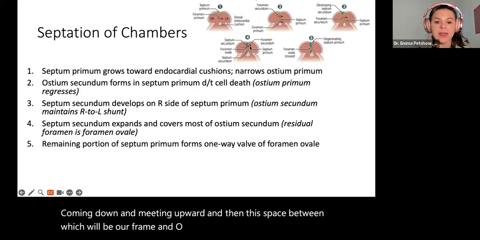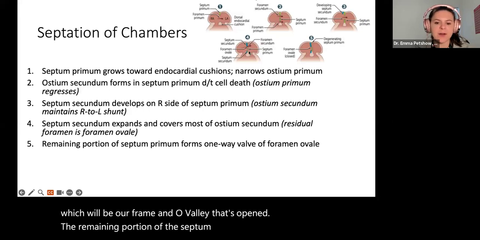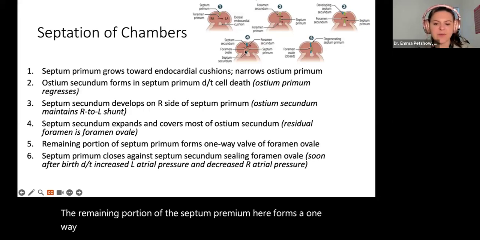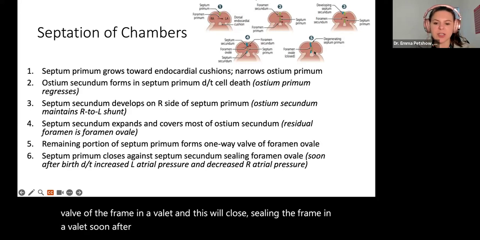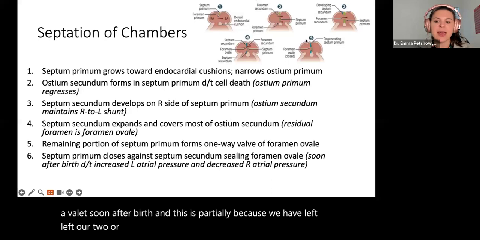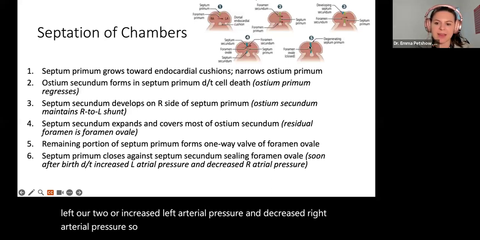that's opened. The remaining portion of the septum primum here forms a one-way valve of the foramen ovale, and this will close, sealing the foramen ovale soon after birth. And this is partially because we have increased left atrial pressure and decreased right atrial pressure. So essentially we'll push back again this portion and it will close and fuse.